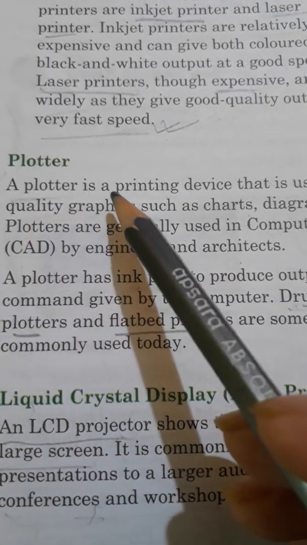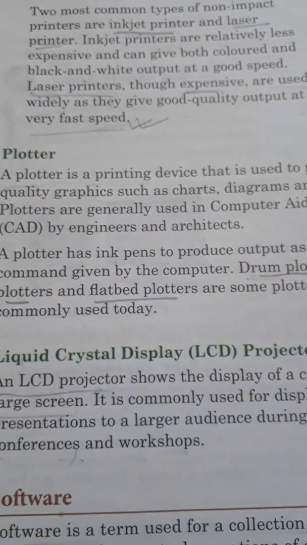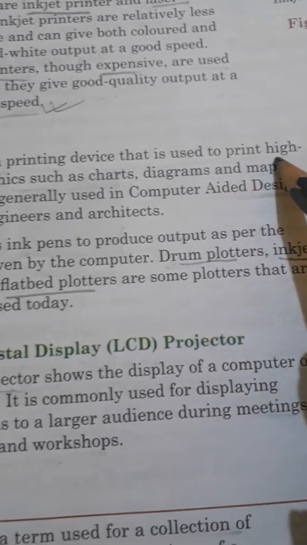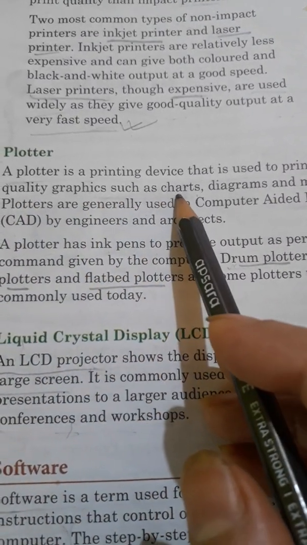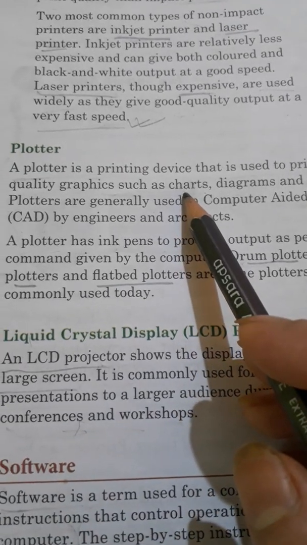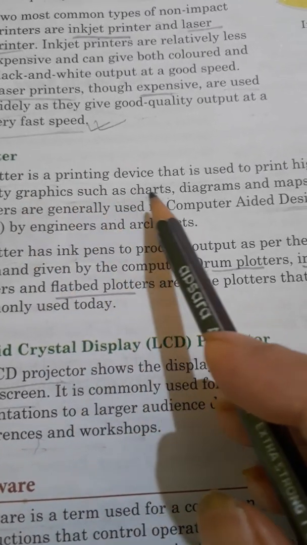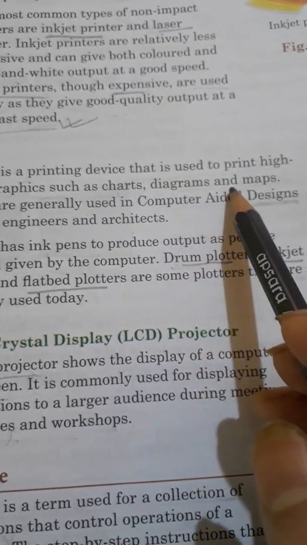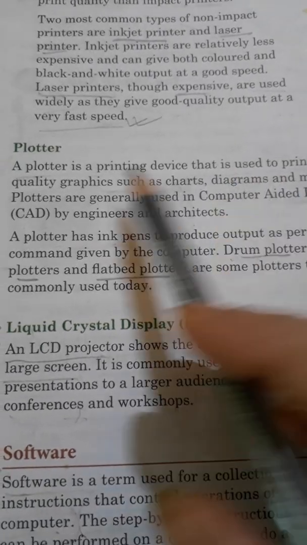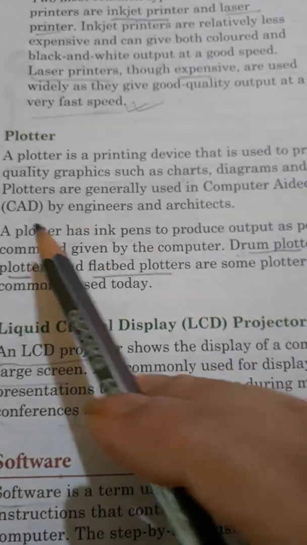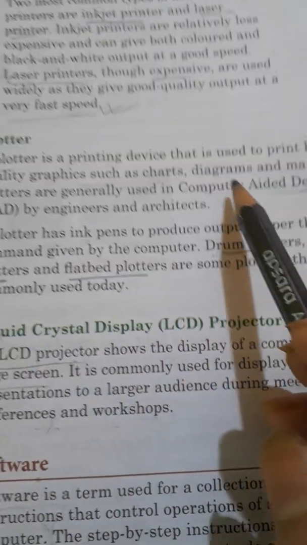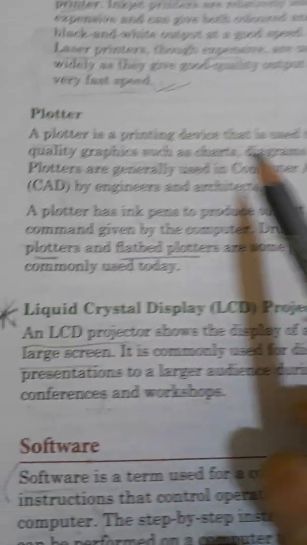A plotter is a printing device that is used to print high quality graphics such as charts. This is a very important line. Quality graphics such as charts, diagrams and maps. A plotter is a printing device that is used to print high quality graphics such as charts, diagrams and maps.